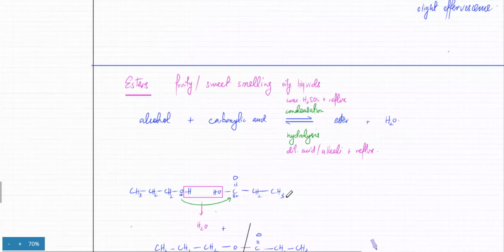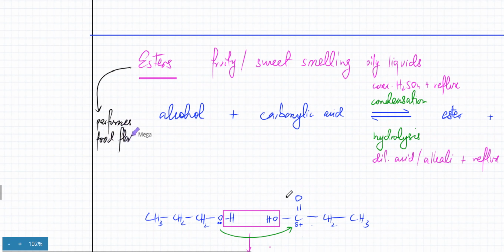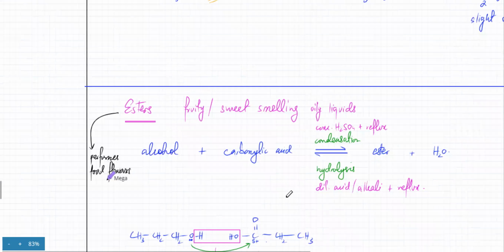So, as for the uses of esters, hopefully you already know where esters are used. Esters are used in perfumes and artificial food flavors. That's where you use esters.